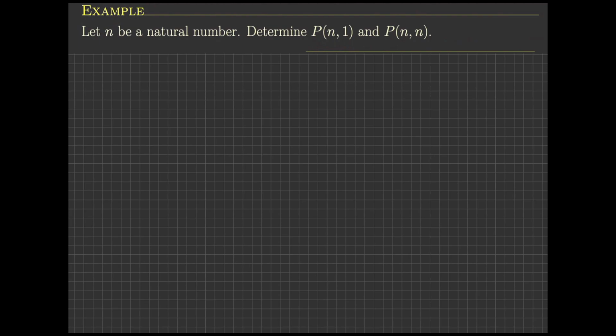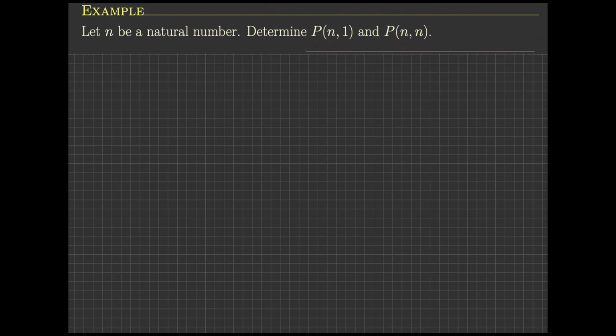I want you to answer this question based on your previous knowledge. We haven't found a formula for P(n, r) yet. We will derive it later, but you don't need it for answering these particular cases. So you need to interpret this symbol.